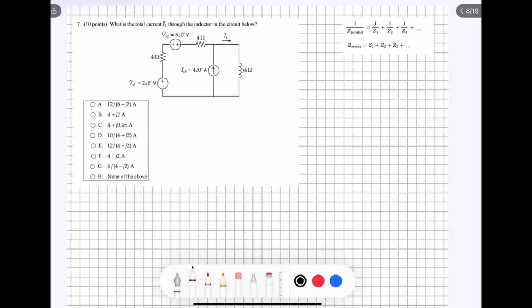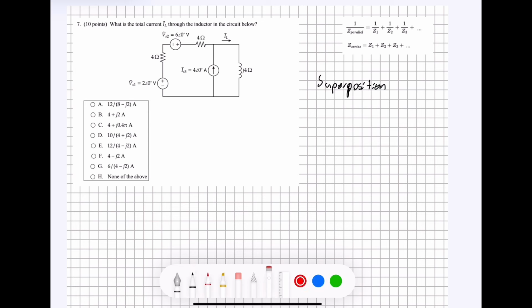Question number 7 asks, what is the total current through the inductor in the circuit below? This circuit is a bit complicated because, as we see, we have 3 different sources here. 2 of them are voltage sources and 1 is a current source. Now we could try to use some of the methods that we already know, like mesh analysis or Kirchhoff's laws, but that would take a lot of time and be a lot of equations. So what's easier for this problem is to use superposition.